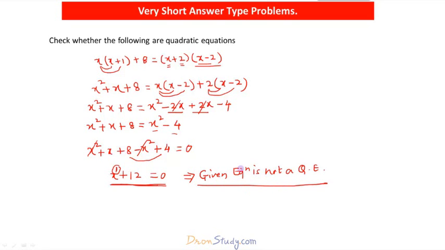Friends, here we will stop, and in the next session we will start with the new topic, that is finding the roots of the quadratic equations by factorization method.